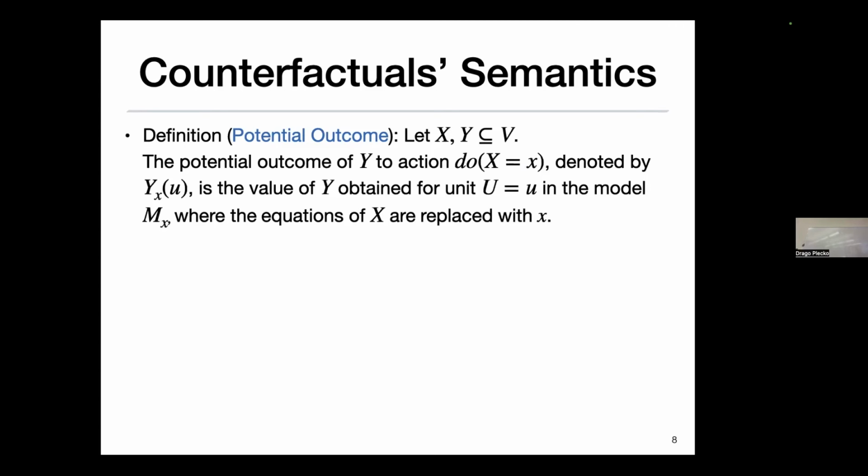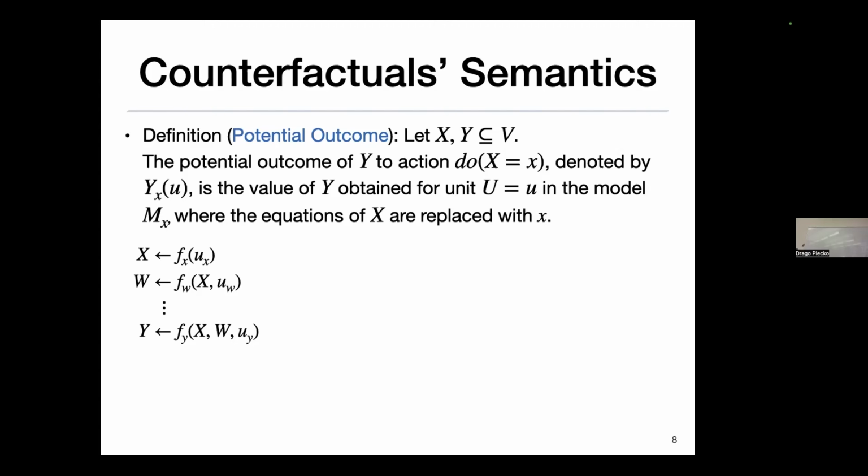I'm going to read out the definition, which may be confusing at first, but we will unpack it after this. The potential outcome of Y to an action do X equals x, denoted by Y subscript x, is the value of Y for a specific unit U, as we said, a specific unit is just an individual in the data, in the model M sub x, which we call the submodel, where the equations of X are replaced with x. For someone seeing this for the first time, it's not a simple sentence to understand.